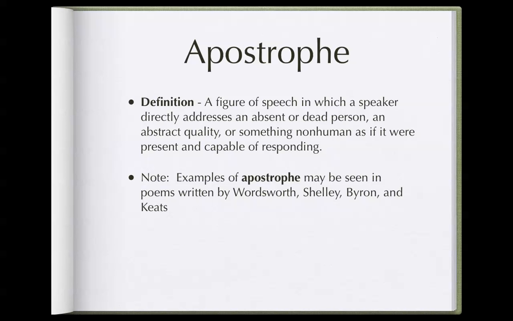An apostrophe, we're going to see a lot of this. And this is basically a figure of speech, right, in which a speaker directly addresses an absent or dead person, an abstract quality, or something non-human, as if it were present and capable of responding. So Robert Burns' poem, you could consider it an apostrophe. He's talking to a mouse. He's addressing a mouse as if the mouse could respond, which is obviously silly, but it's to create a specific effect.